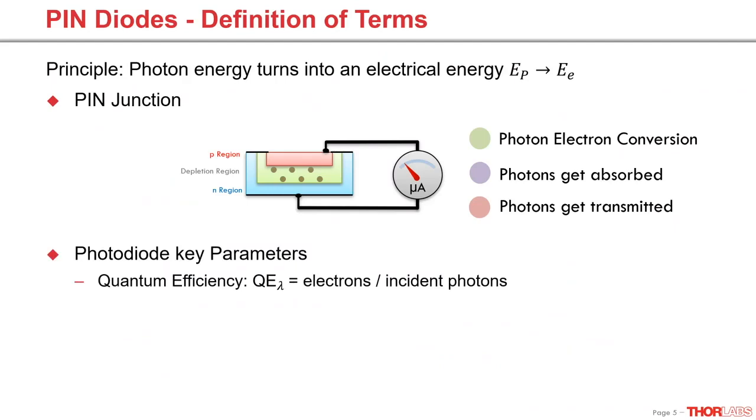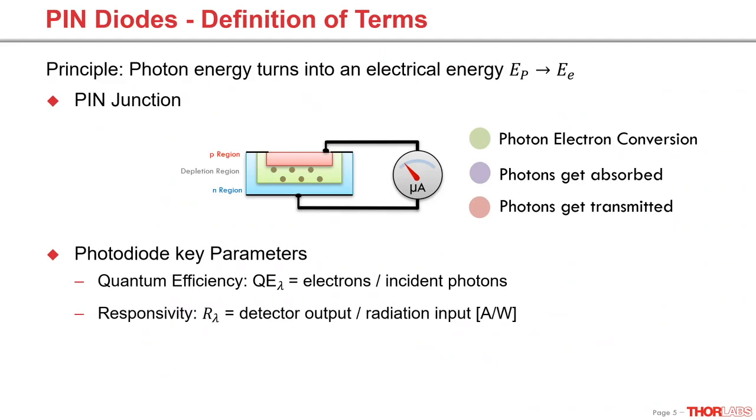A performance key indicator of photodiodes is the quantum efficiency. This describes the ratio between activated electrons and incident photons. For an ideal photodiode, the internal quantum efficiency is close to 100%.